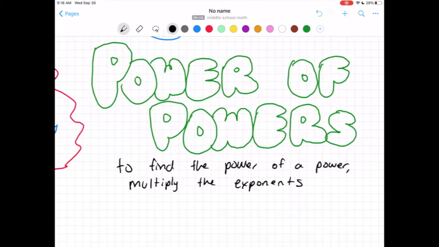So for example, if you had 5 squared with parentheses around it to the 4th, because notice how the 4th is around the parentheses, then that makes it 5 to the 2 times 4, which equals 5 to the 8th.